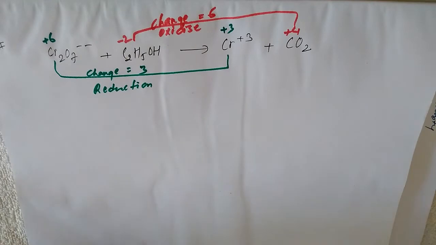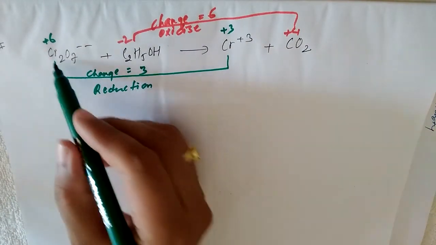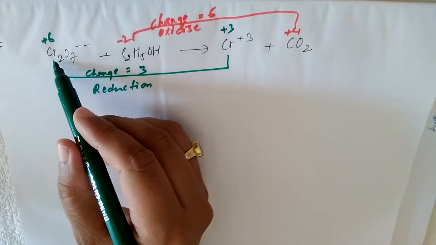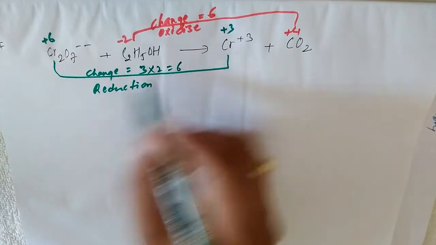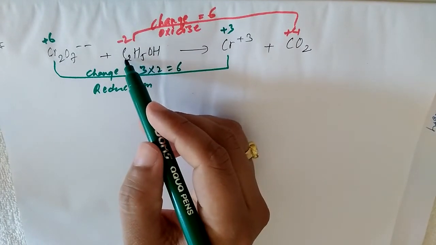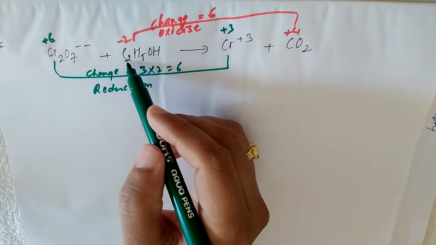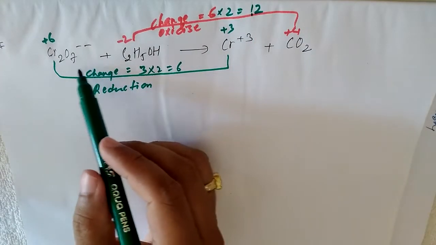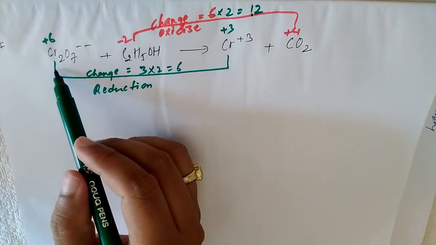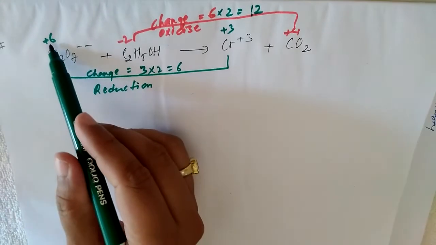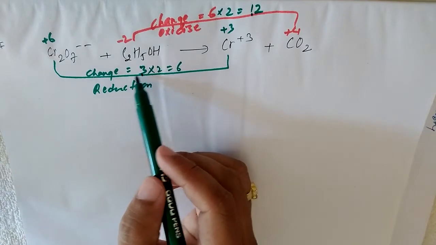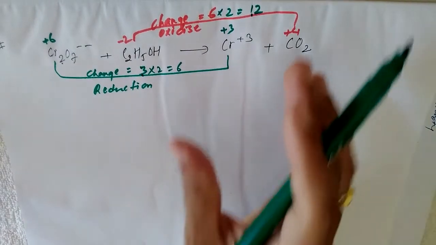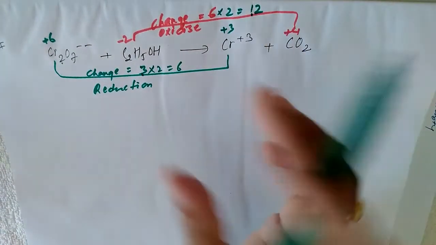Now the change is 3 for chromium. It is per atom of chromium. There are 2 atoms of chromium, so we have to multiply by 2: 3 times 2 is 6. And carbon also has 2 atoms, so we multiply by 2, so 6 times 2 is 12. First of all, we have to calculate the total change in oxidation number. Here we calculate 3 per atom, and there are 2 atoms of chromium, so multiply by 2. After multiplying, if there is a common factor, you can take it common.